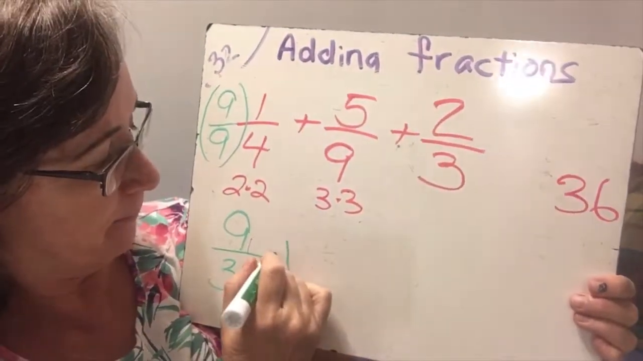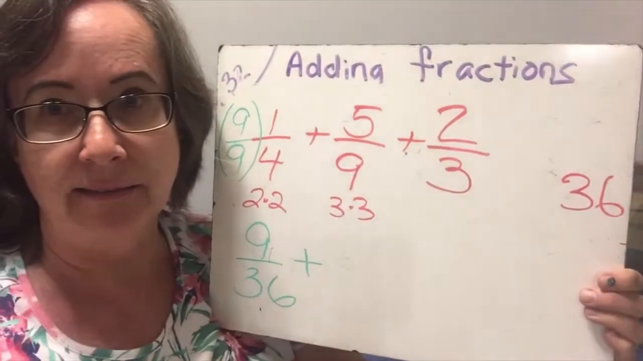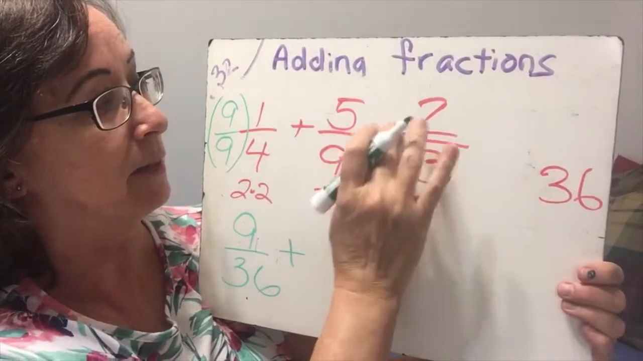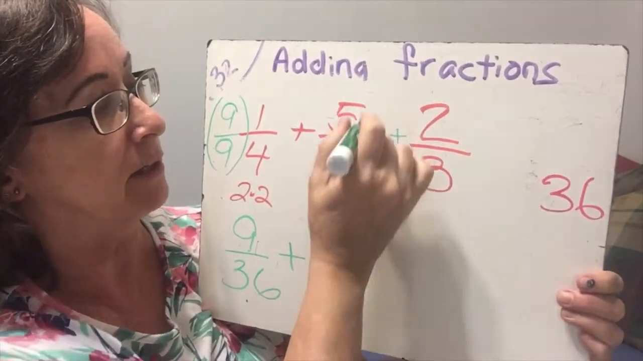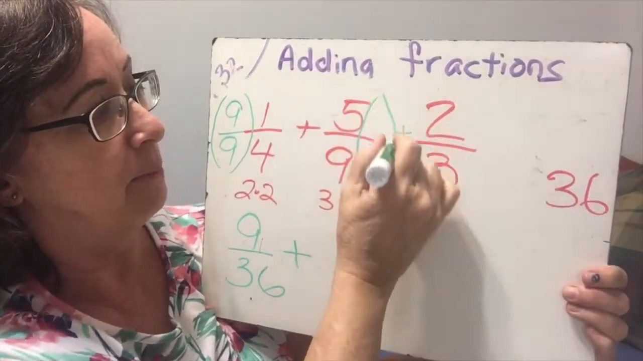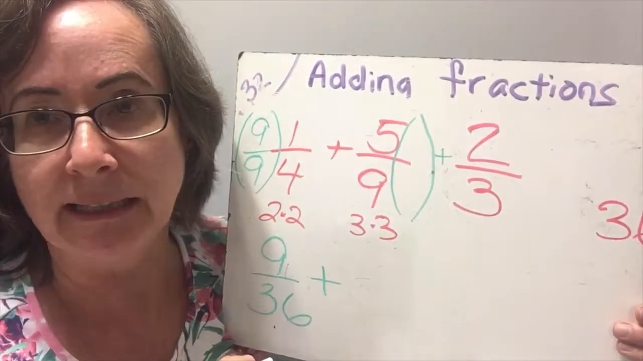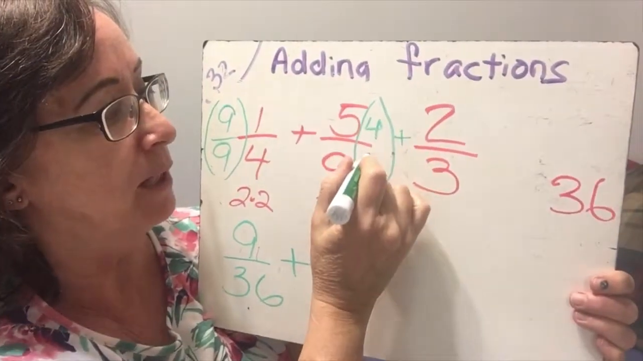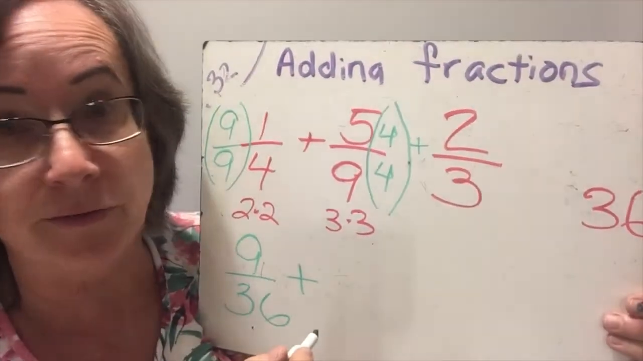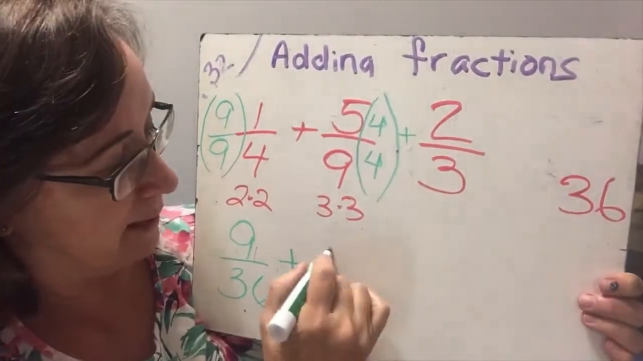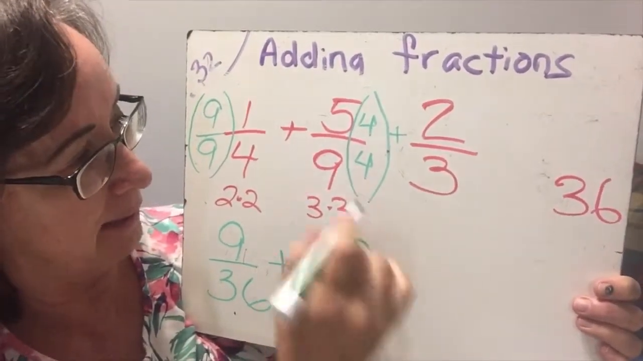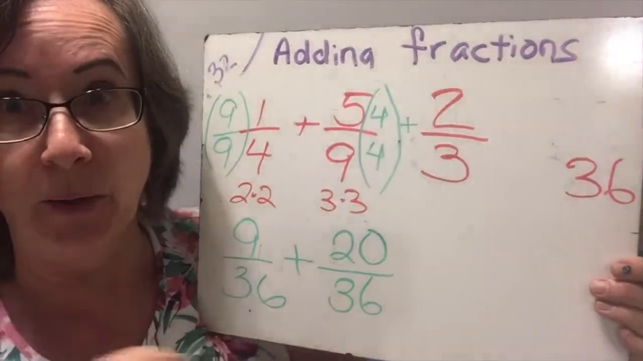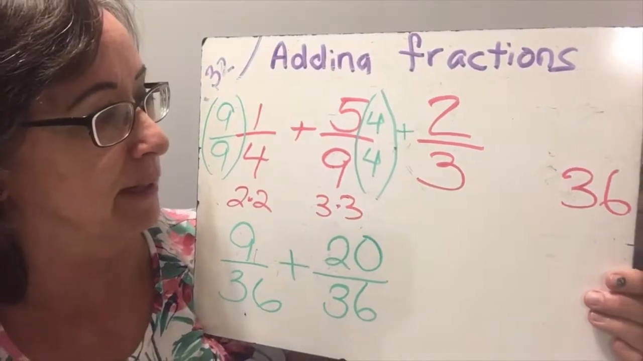So the next one is 5/9, but 9 is not 36. So I'm going to have to multiply this one. I'm going to move my plus sign a little closer. I'm going to multiply this one by what's missing. 9 times what is 36? Well, 9 times 4. So we're going to multiply by 1 in the form of 4 over 4. And 5 times 4 is 20. And 9 times 4 is 36. So I've gotten 2 of my 3 fractions over the correct denominator.